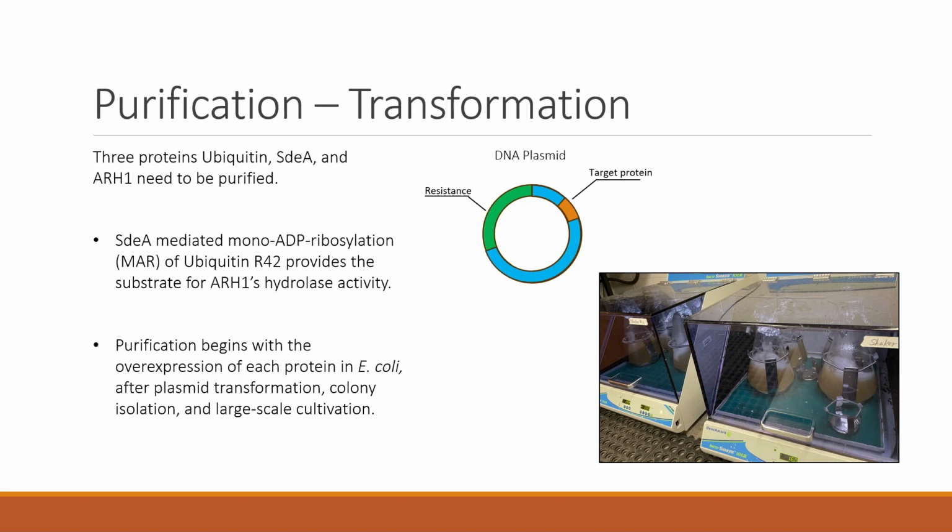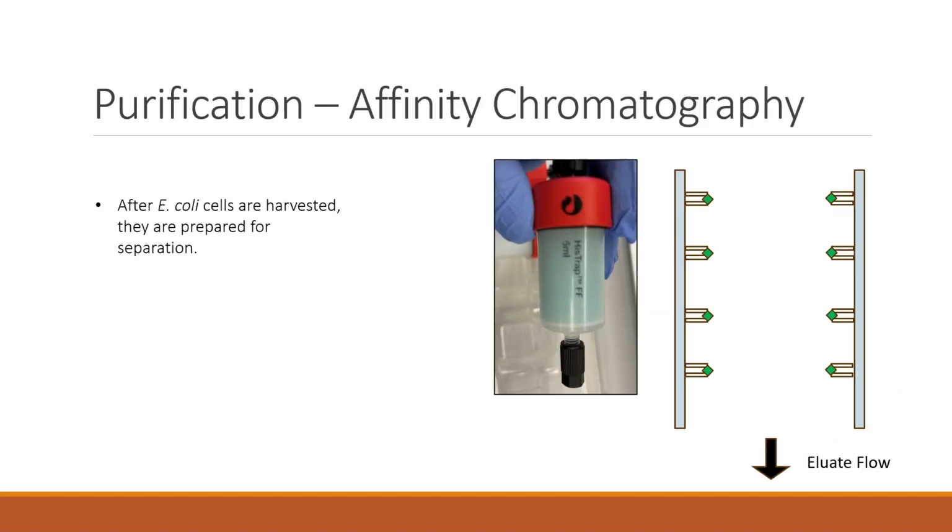After inducing expression overnight, the bacteria are then centrifuged and combined with one another into a clump of cells. This solution is resuspended in a buffer solution and ready for purification. This begins with nickel affinity chromatography. The resuspended cells are pumped through the column on the right from top to bottom.